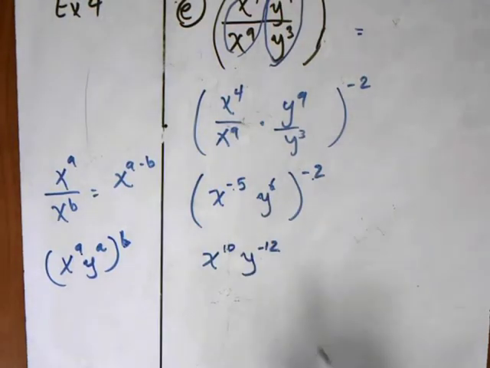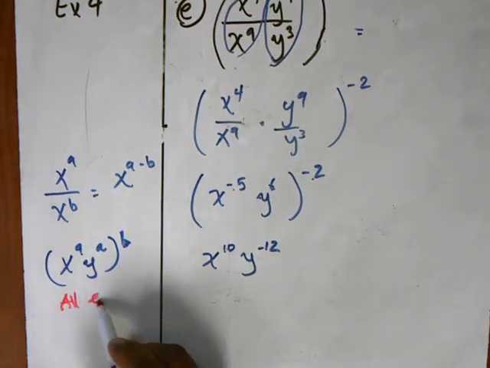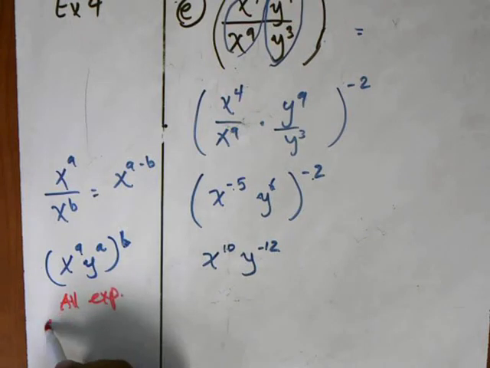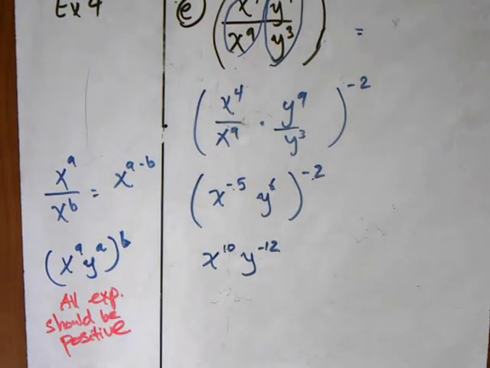Okay. And again, just be careful. I'm going to make a note here that all exponents should be positive. Okay. So the x to the 10th is perfectly fine, but the y to the -12th is problematic.